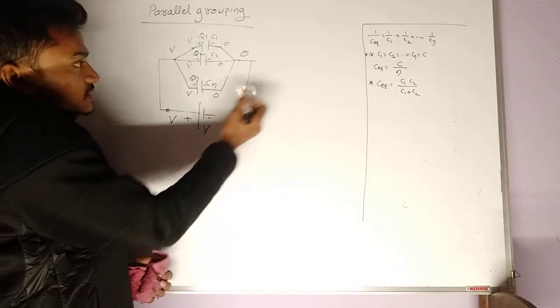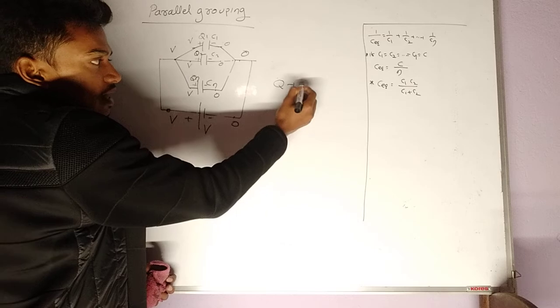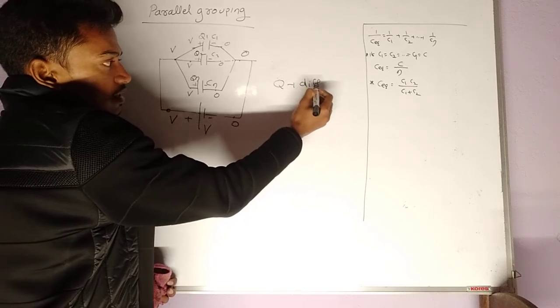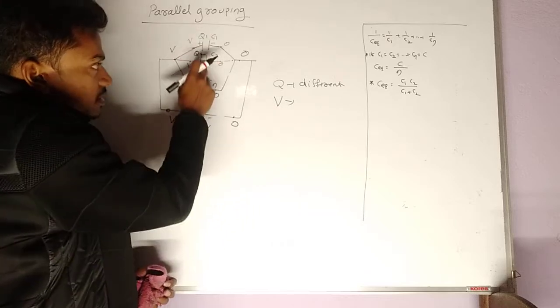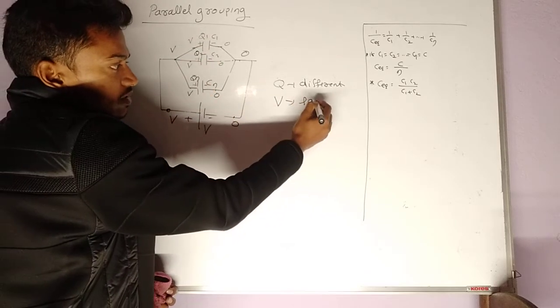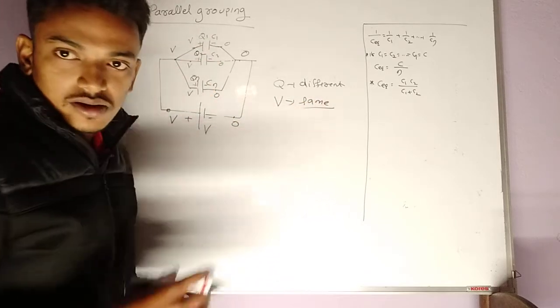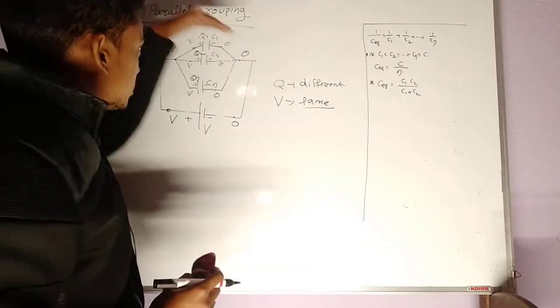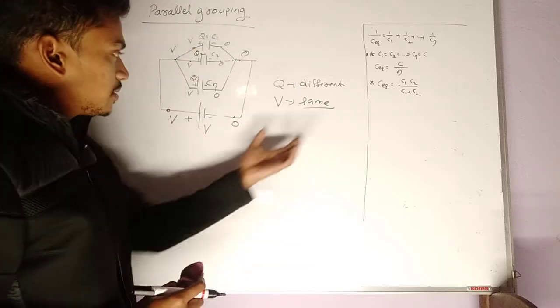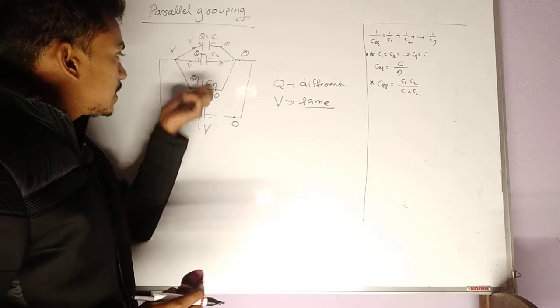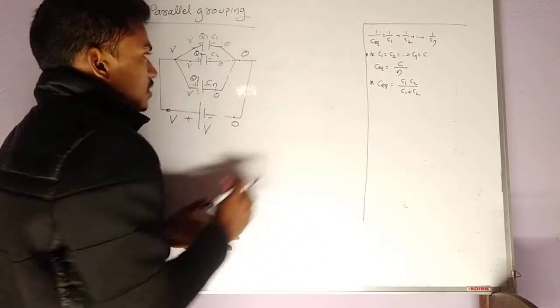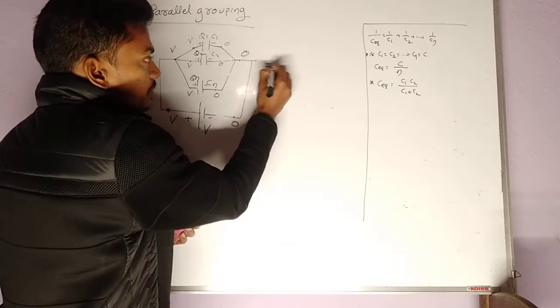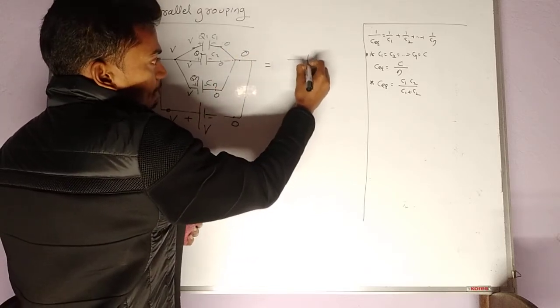So you see the charge on each capacitor is different, but the potential drop across each capacitor is the same. These are the two main criteria of parallel grouping: charge on each capacitor is different and the potential across each capacitor is the same. Now we have to find the equivalent capacitance. Its equivalent figure will be like this.